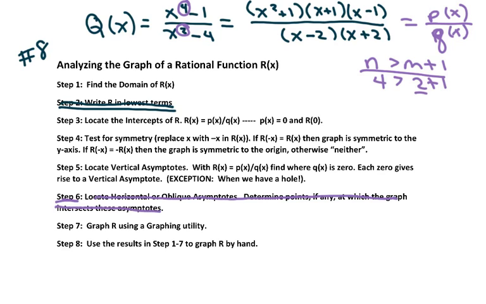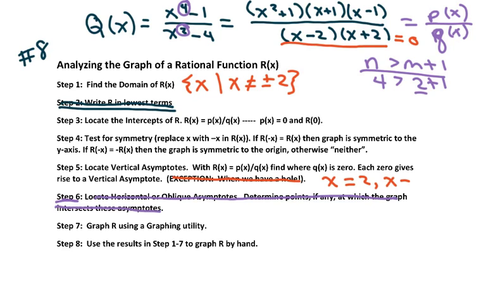And our domain, let's go ahead and do that one. You just set the denominator equals 0. And what makes the denominator 0 is x cannot be plus or minus 2. Alright? And since it's already in lowest terms, that means we don't have a hole because it's reduced. That means my vertical asymptotes are x equals 2 and x equals negative 2. So let's try to find the intercepts.